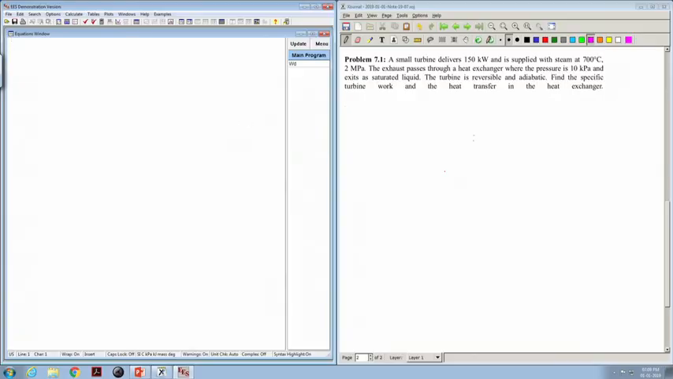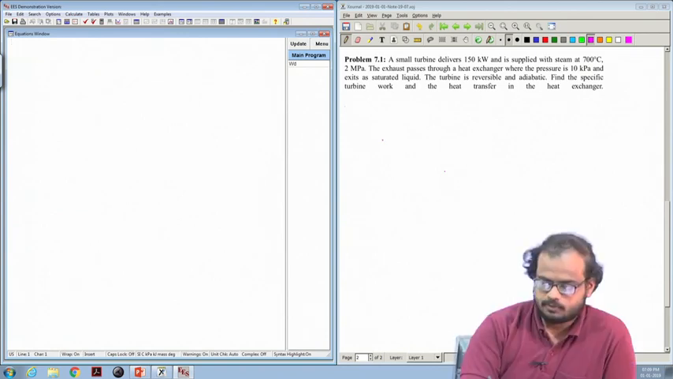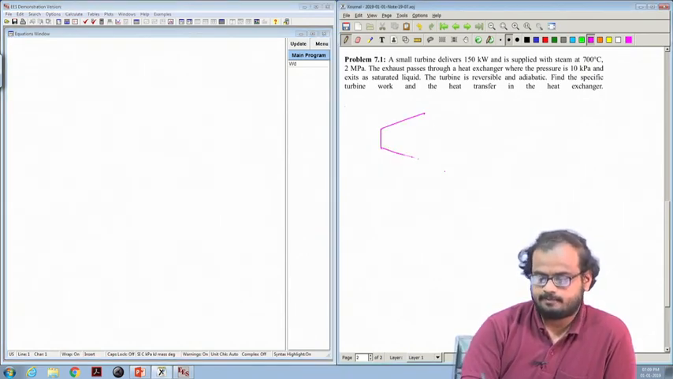Hello and welcome to this session in which we will consider the analysis of a turbine and see how we can find out the various states and how to address the performance of a turbine. So, we are given that we have a small turbine which delivers 150 kilowatt of power. So, let me first draw the turbine.